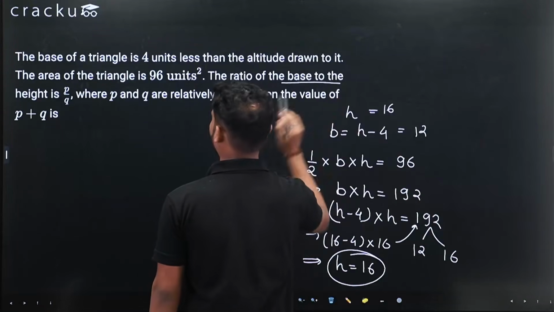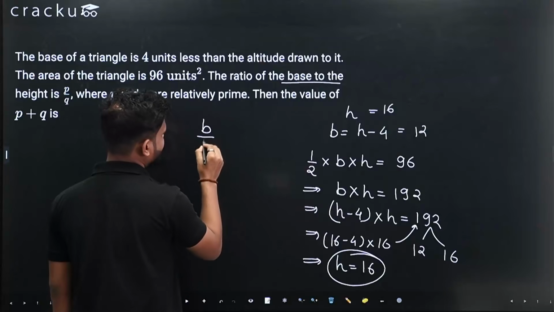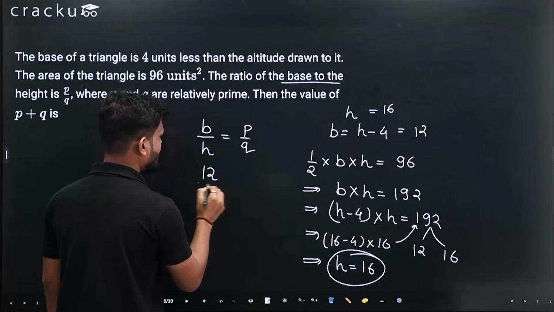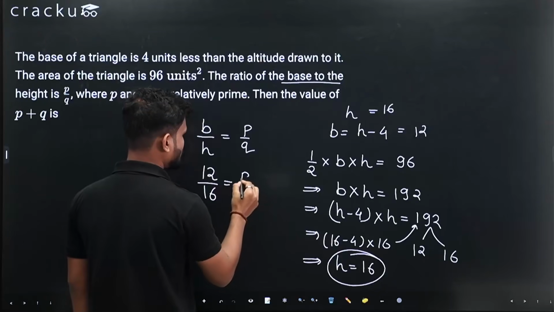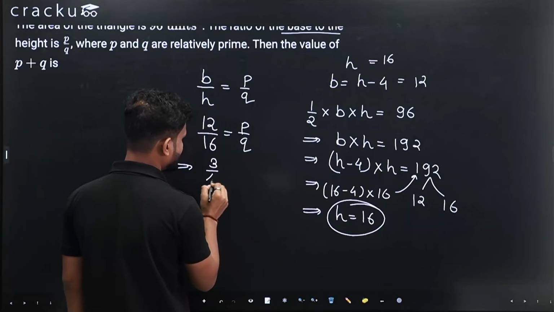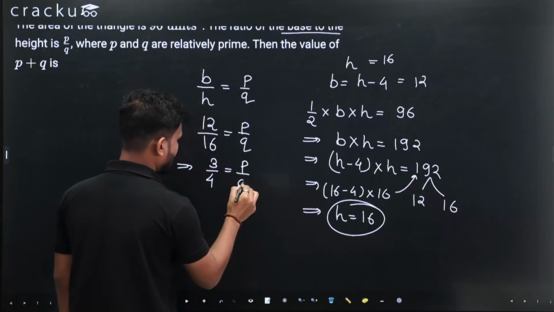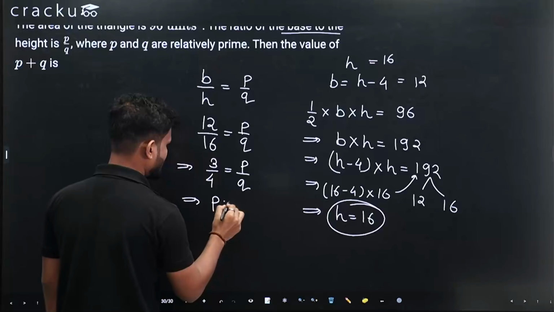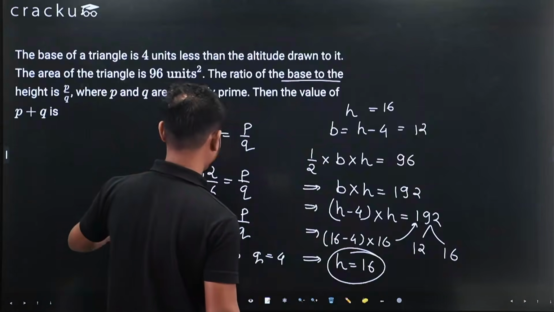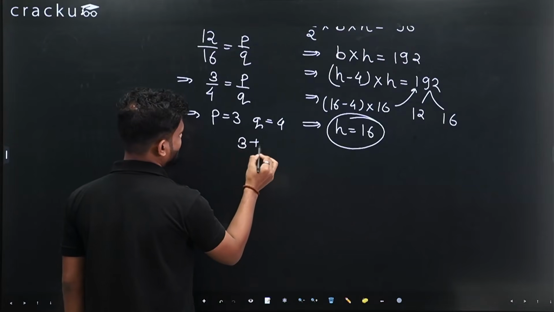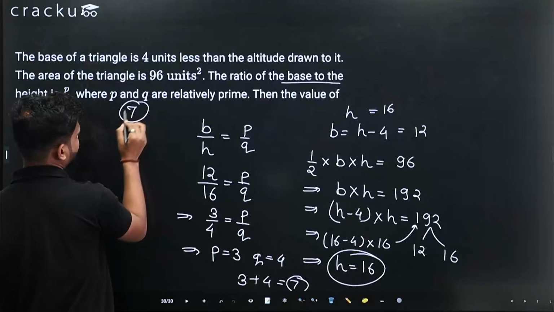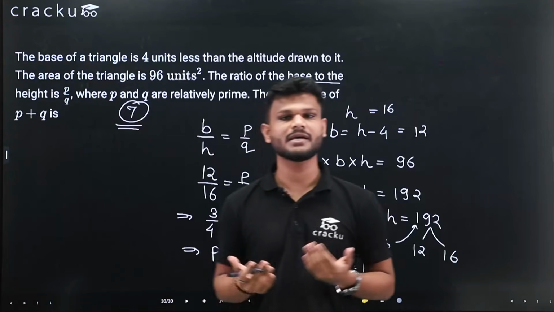It is given the ratio of base to height is p by q. So base by height is p by q. What is base? 12. Height 16 is equal to p by q. You want them relatively prime, so divide by 4. So 3 by 4 is equal to p by q. P and q are relatively prime, so p is equal to 3, q is equal to 4. What do you need? You need p plus q. P plus q will be 3 plus 4, 7. So the answer to this question will be 7. This is how you can solve the question.